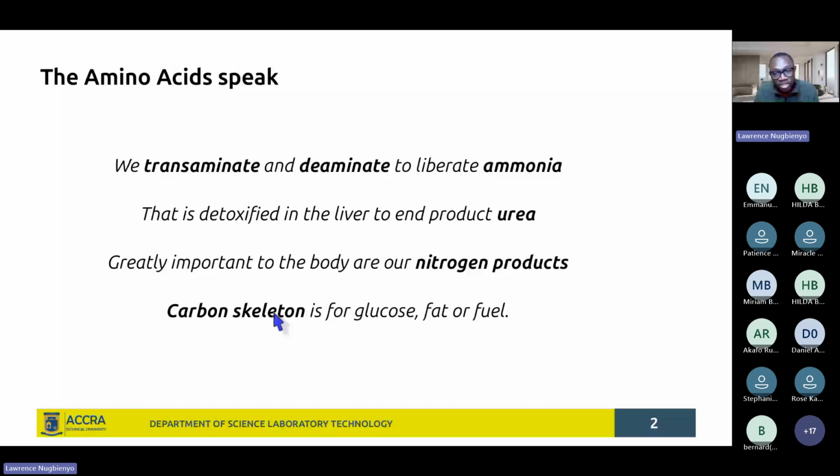Or even fats. That is, if you take a look at the structure of fatty acids, you see the structure of fatty acids is just a long chain hydrocarbon with a carboxylic acid group. That's a fatty acid. And the glucose or carbohydrates which are being synthesized can be broken down to generate energy. That is what we refer to as the fuel. So that is the summary of the breakdown of the amino acids.